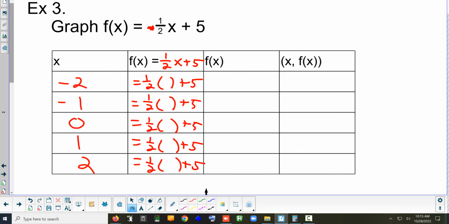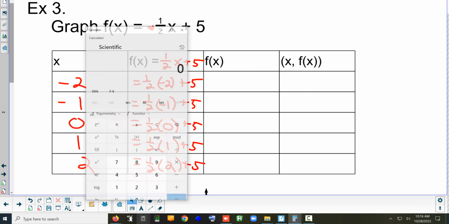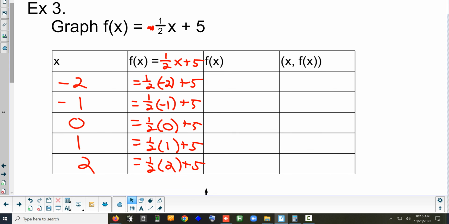So there's all my formulas. Now just fill in the number that you're changing it to each time: -2, -1, 0, 1, and 2. You don't have to do the calculation out in column 2. That's what column 3 is for. And at this step, I would just use your calculator to get all the answers.